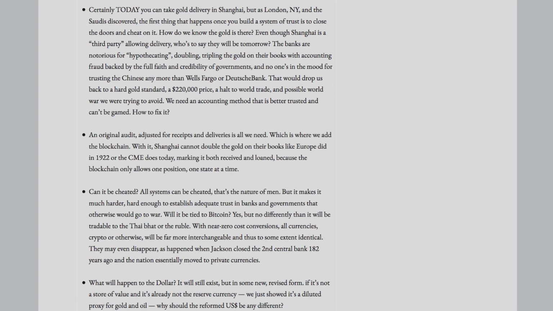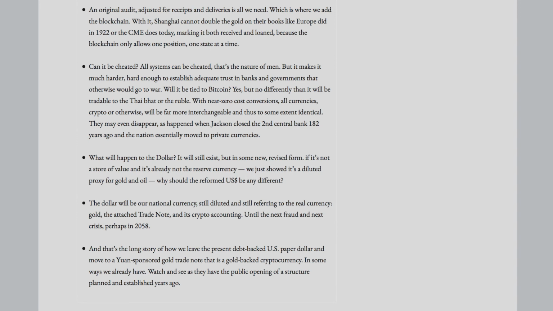We need an accounting method that is better trusted and can't be gamed. How to fix it? An original audit adjusted for receipts and deliveries is all we need, which is where we add the blockchain. With it, Shanghai cannot double the gold on their books like Europe did in 1922, or the CME does today, marking it both received and loaned, because the blockchain only allows one position, one state at a time. Can it be cheated?